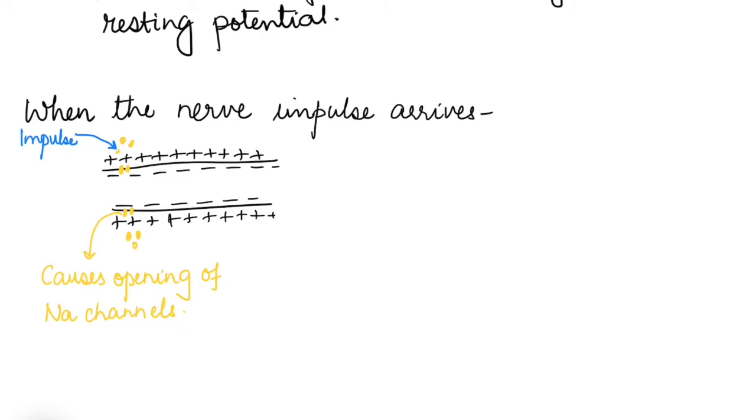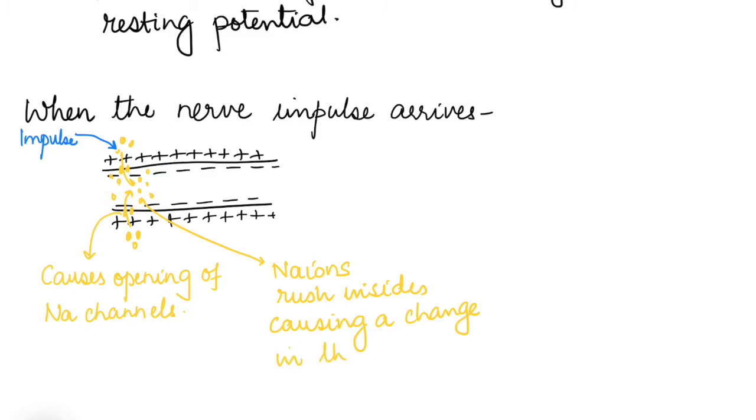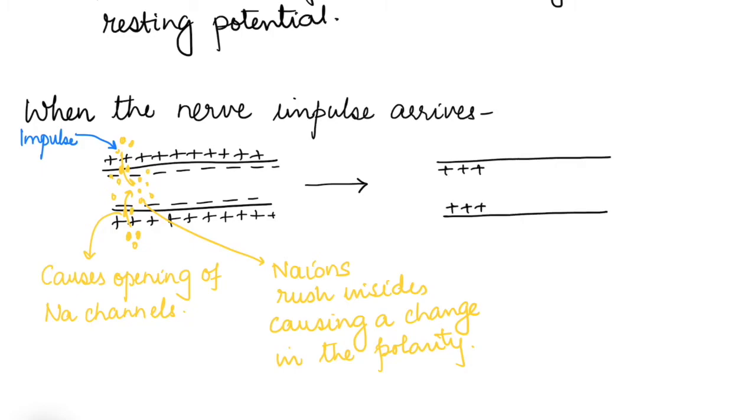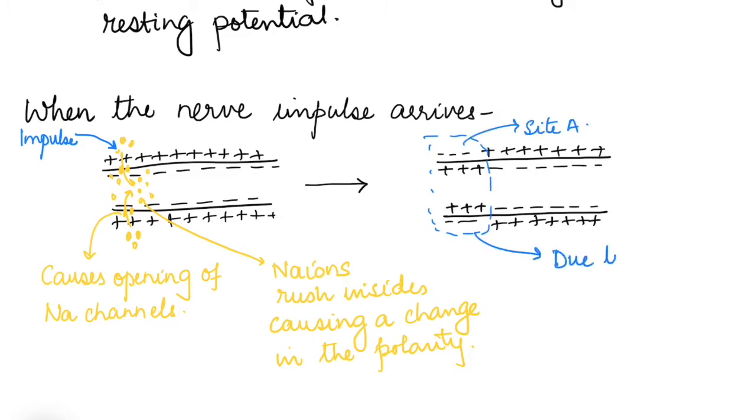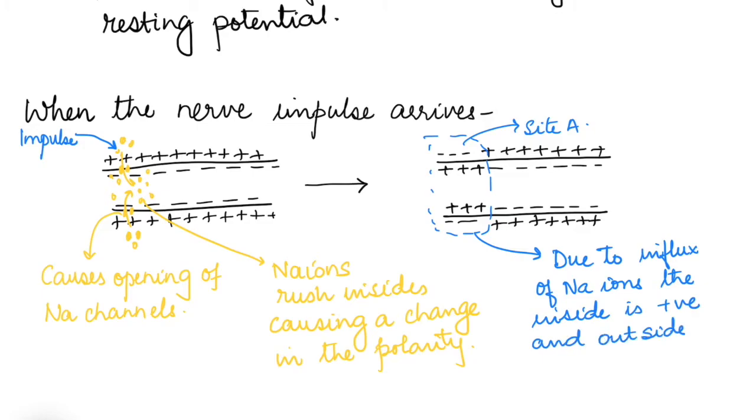Now when these channels open, the sodium ions which are outside the cell, they start to rush inside. So there is such a large rush of sodium ions that moves inside that it results in a change in polarity at that specific location. So this specific site here where the sodium channels had opened, let us say it is site A, here the entire structure becomes oppositely charged. That means it becomes positive inside and negative outside.